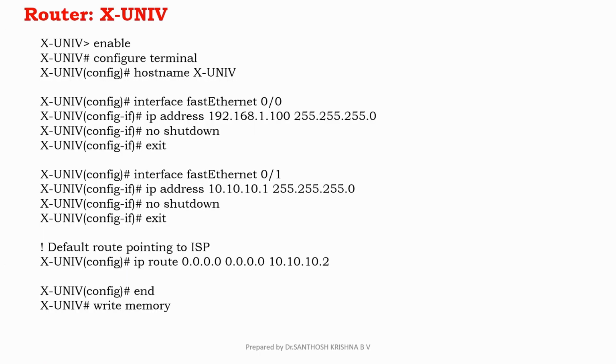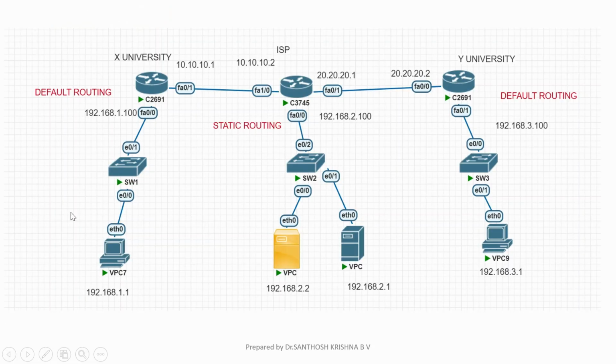Here it is a very simple configuration, the X University configuration as we have discussed earlier. First we go into enable mode, then configure terminal to come into global configuration mode. Then I'll give the hostname as X University, and as I told you, you can give any name for the switch or router using the hostname command. Then I'll take the interface which is connected to my network and give it the IP address 1.100, and this will be the gateway for the PCs which are connected to this 1.